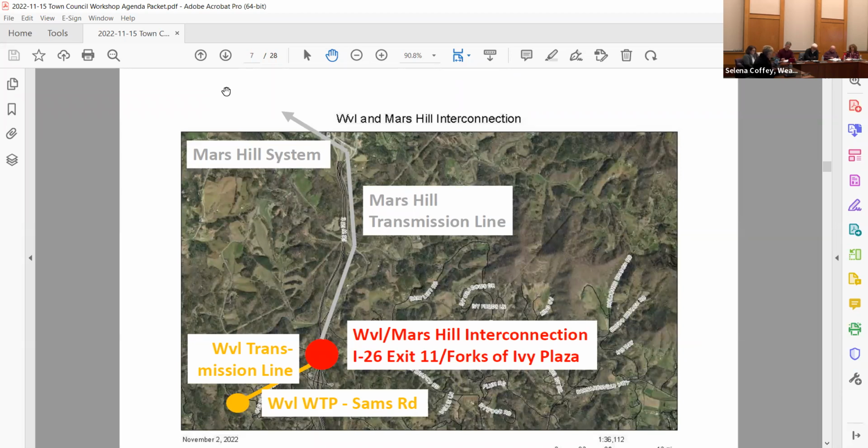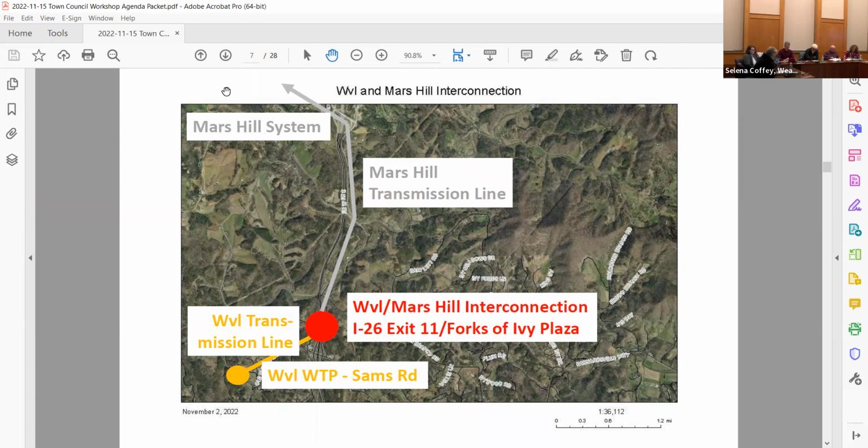If you look at the bottom of the page there on page 6, you'll see an actual picture of that connection between the town of Weaverville and the town of Morse Hill. So that is as simple as flipping the switch, essentially, in order to provide us and for us to provide them with emergency water. Skipping down to the section on emergency water, you'll see that there's no capital improvements needed for this to happen.